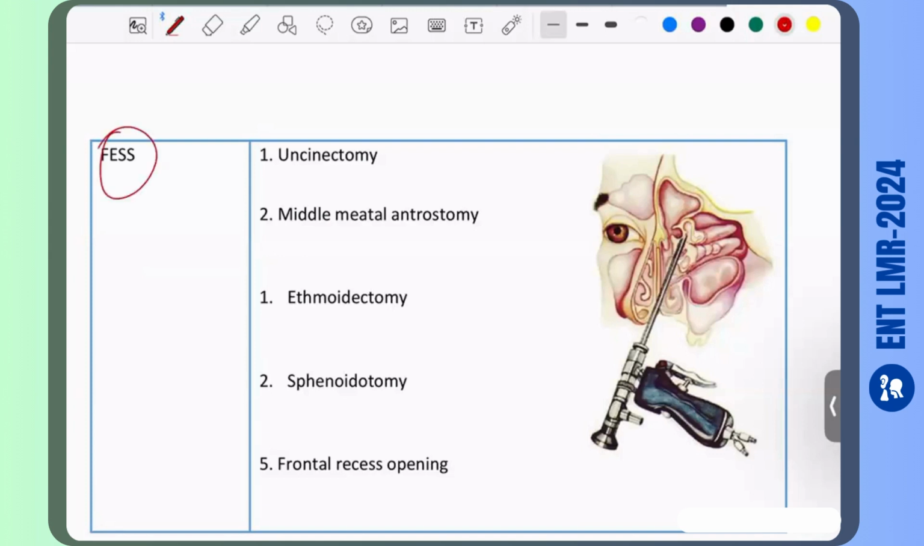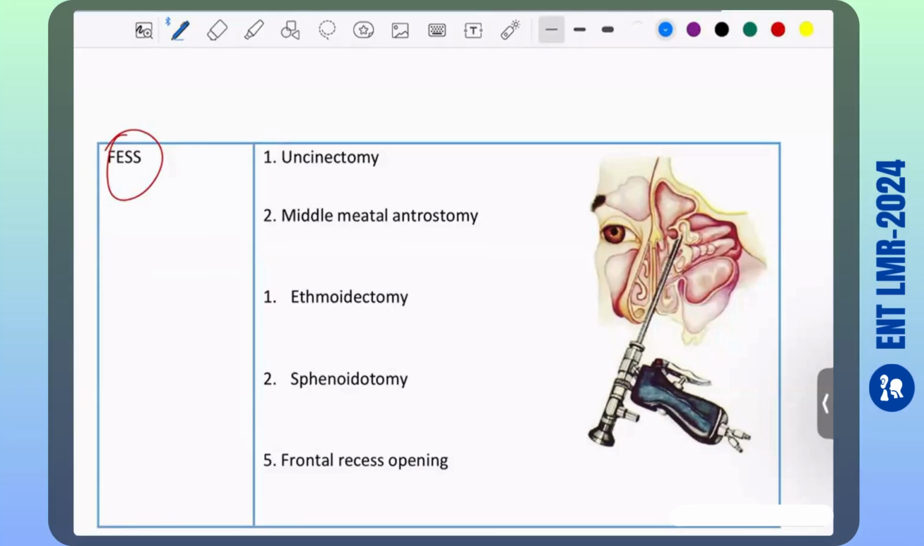What are the steps in FESS? The first step is uncinectomy. You're removing the uncinate process over the middle meatus. Then we are doing middle meatal antrostomy, opening the maxillary sinus opening. Then ethmoid opens. Then sphenoid opens. Then frontal recess opened. Okay, frontal recess opened.